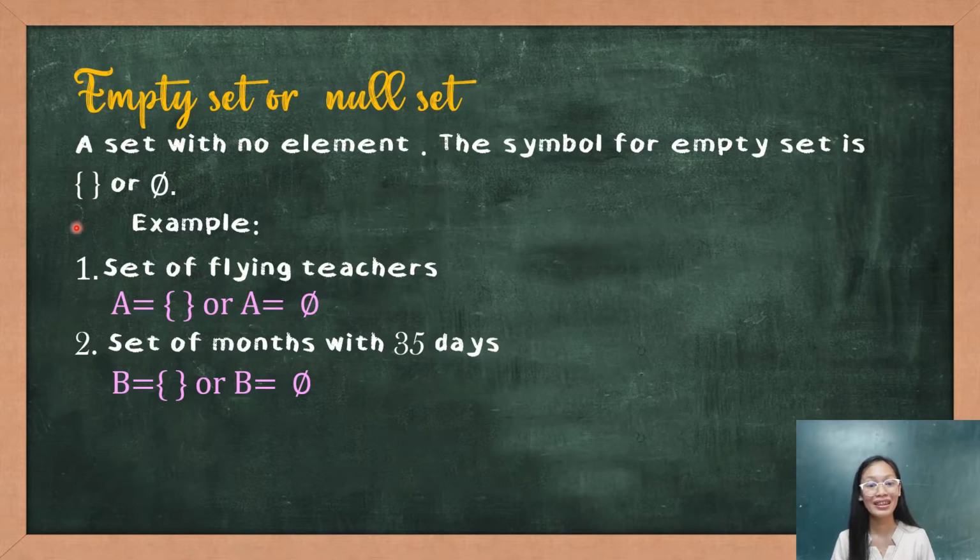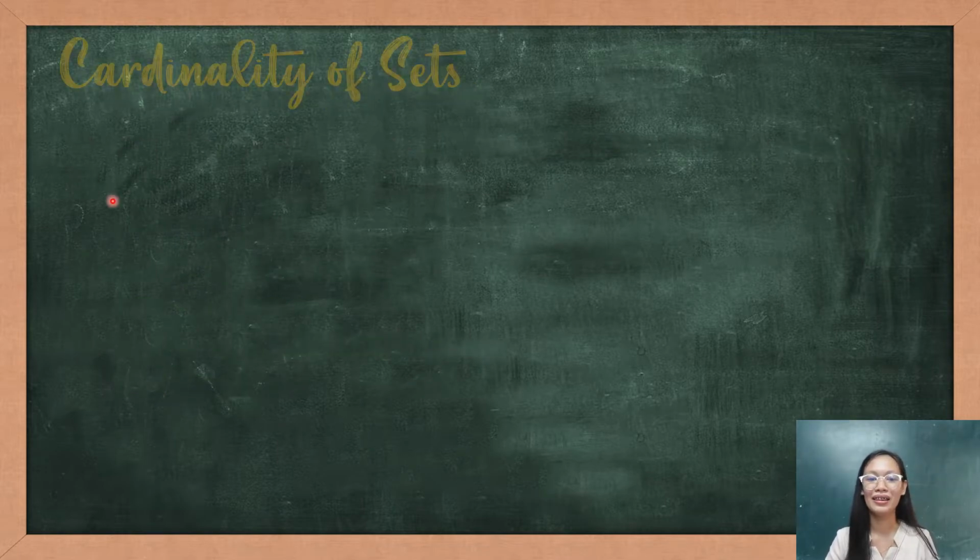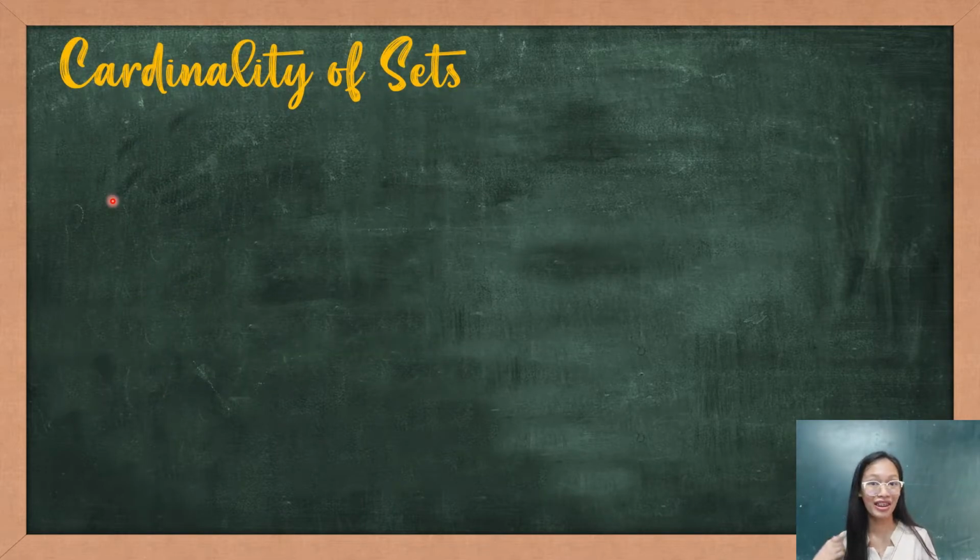These are the examples. Number one, yung inilabas ko kanina sa ating activity number 3, the set of flying pictures. Wala namang ganon, kaya empty set. And in our example number 2, we have the set of months with 35 days. Ako, ang alam ko lang is merong 28 or 29 days yung February. Wala pa namang 35 days, ano? Let's proceed to another term.